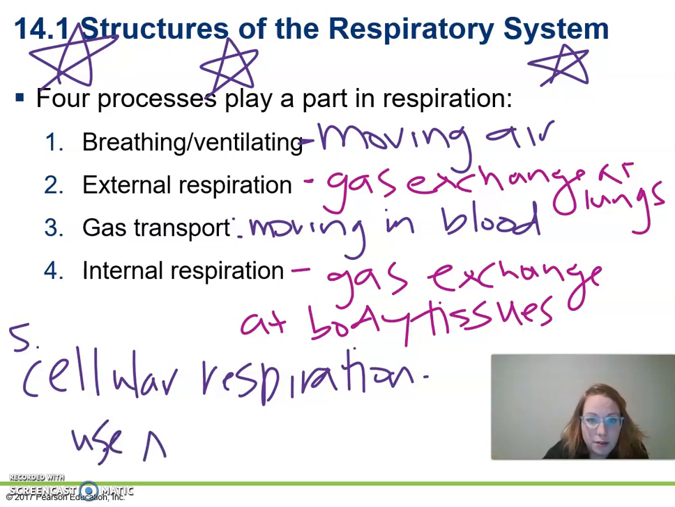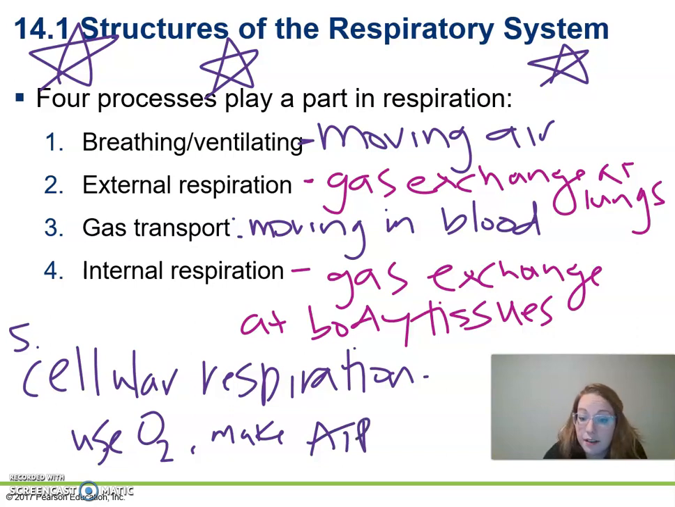We use oxygen, make ATP, and we also make carbon dioxide, right?